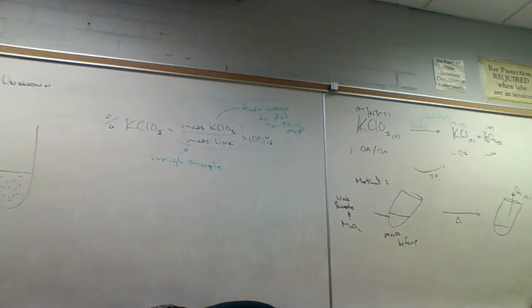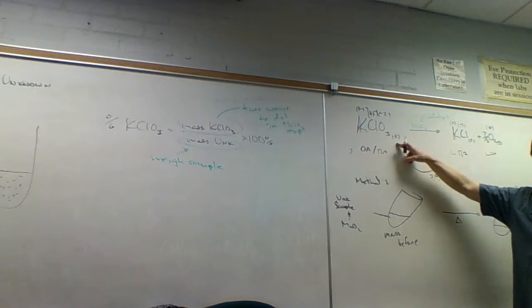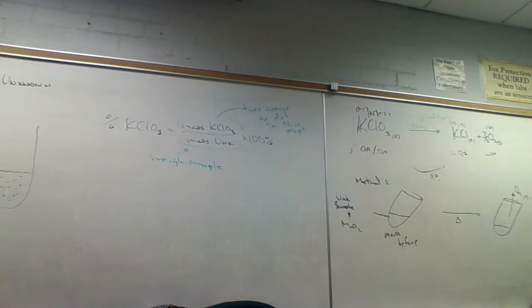Okay, if we know the mass of the O2, then we can figure out how many moles of O2. And all that O2 came from the KClO3, so if we go moles of O2 to moles of KClO3, we have it. And so this is the stoichiometry we do.